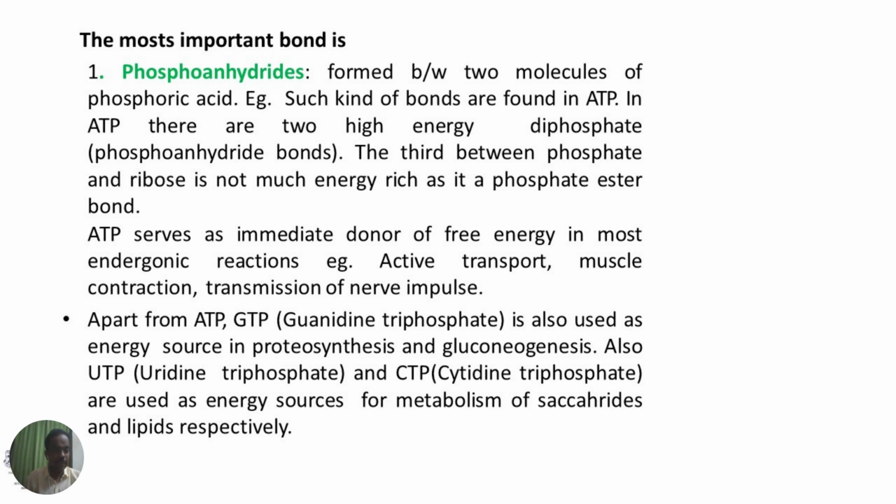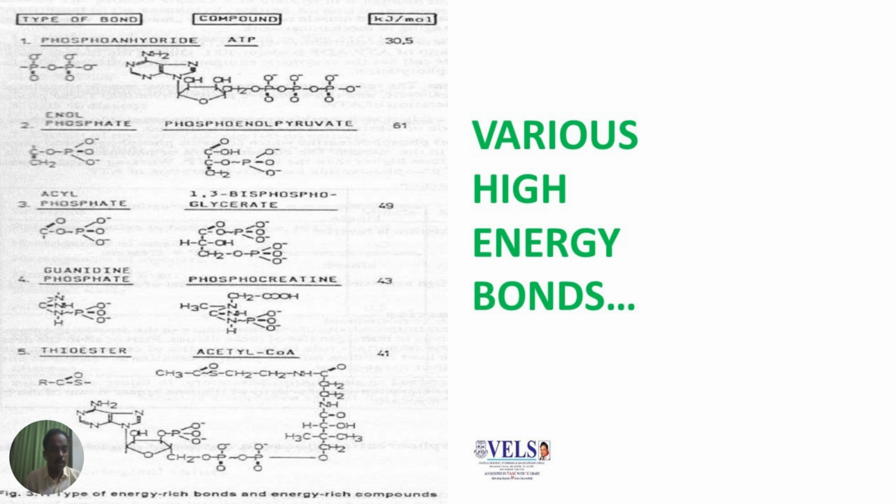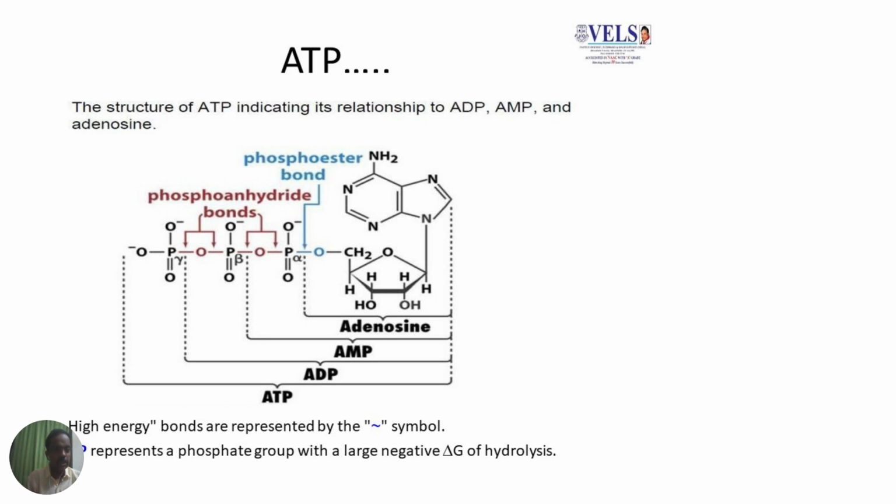ATP serves as the immediate donor of free energy in most endergonic reactions. Apart from ATP, GTP, UTP, and CTP are also used as energy sources for metabolism of saccharides and lipids respectively. In this slide, we can see the various high energy bonds. This is a classic ATP, adenosine triphosphate. You have the adenosine group, the ribose sugar, and the three phosphate groups, two attached together by the phosphoanhydride bond, and one phosphate attached by the phosphoester bond.